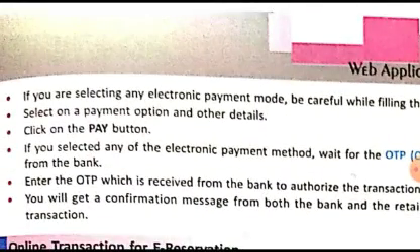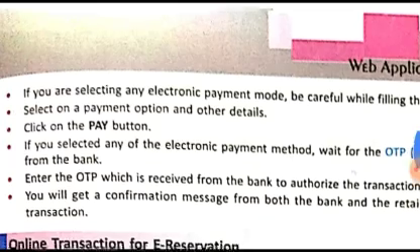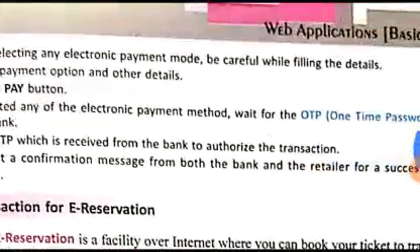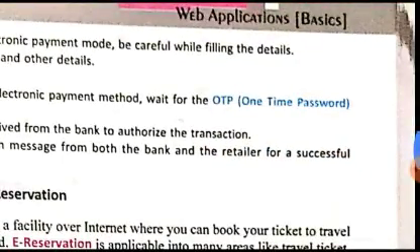After selecting a payment mode, you have to select a payment option and other details, then click on the pay button. After you have filled in the details, you click on the pay button. Then, if you have selected an electronic payment method, you have to wait for the OTP, which is the one-time password. This one-time password is used for authenticating your payment.